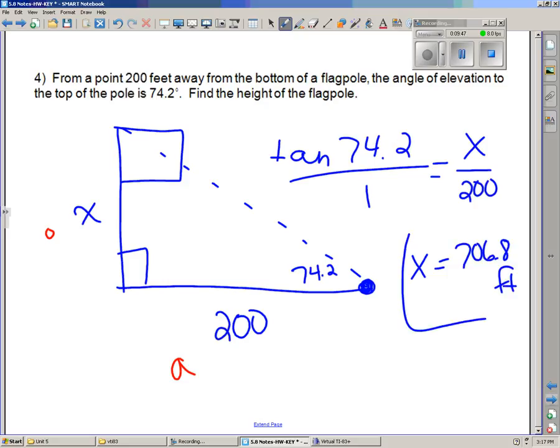feet. Again, I'm not showing you the calculator anymore. You can do that on your own. The setup is what's most important.